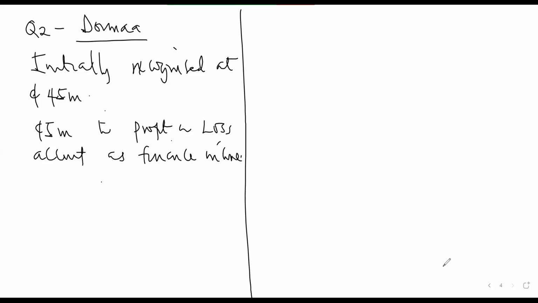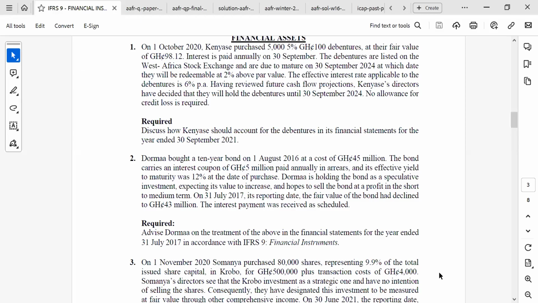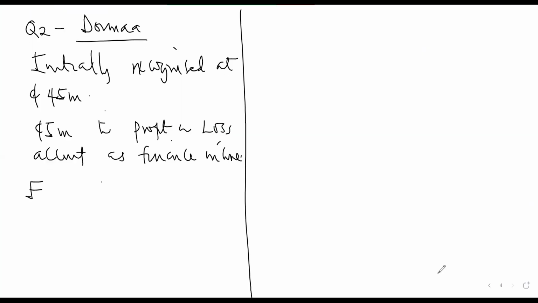Okay. So what is happening? At the end of the year, we fair value because this is through profit or loss. At the end of the year, we fair value, at the reporting date. The value has reduced to what? 43. So what will happen now? What was the initial value? 45, isn't it? Now it is 43. So there will be a fair value loss.